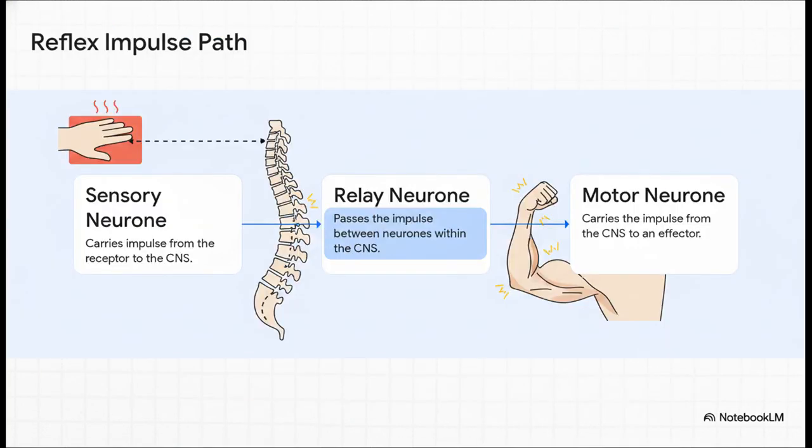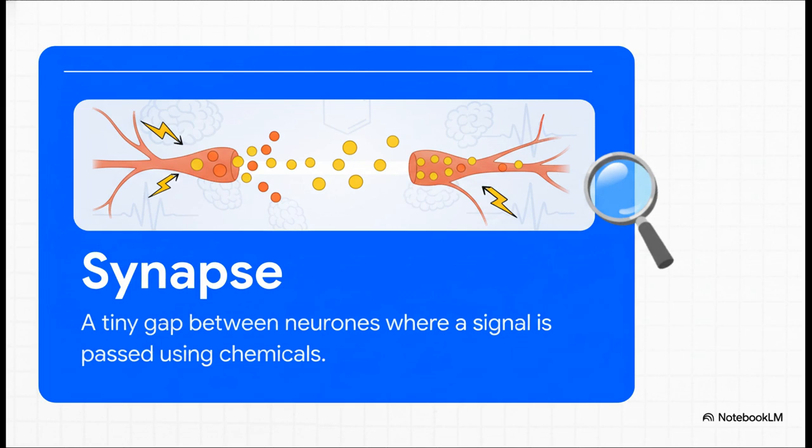This whole pathway is like a 3-person relay race. The race starts with the sensory neuron, which grabs the impulse from a receptor in your skin and carries it to the central nervous system. Once it's in the spinal cord, it passes the baton to a relay neuron. This guy acts like a simple switch, immediately handing the message off to the motor neuron. And that motor neuron sprints to an effector, like a muscle, and tells it to contract. Job done.